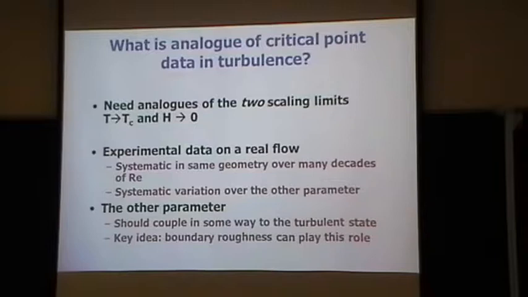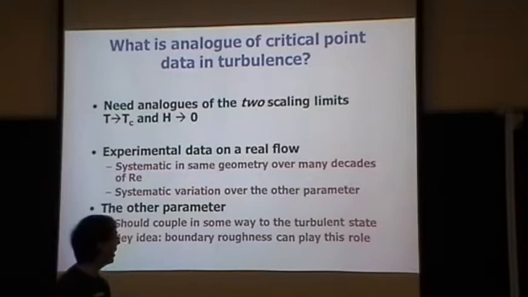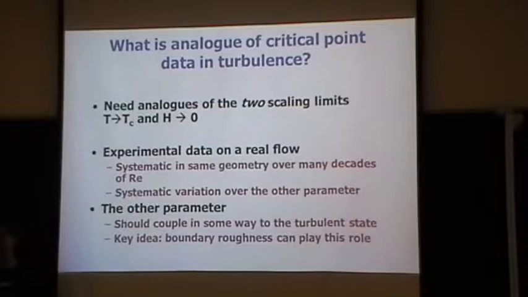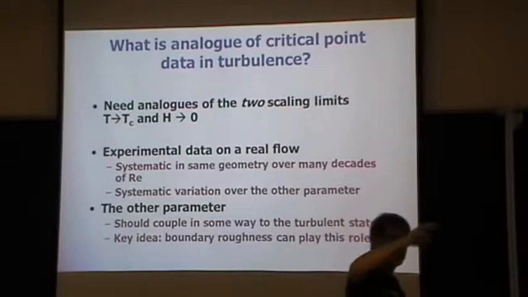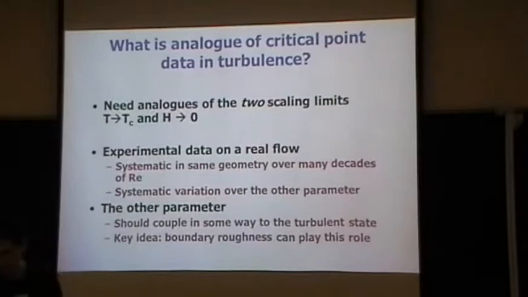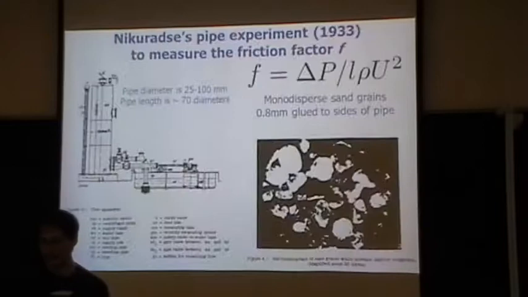So if I want something that plays the same role in turbulence, I want a variable that takes a state of non-turbulence and helps make it become turbulent. And the idea that we had was that the boundary roughness can play that role. I have a smooth pipe, it's stable, and I start making roughness perturbations to it, edges can spin off those things and then get stretched and create turbulence. So the idea is that boundary roughness can play the role of the external field.